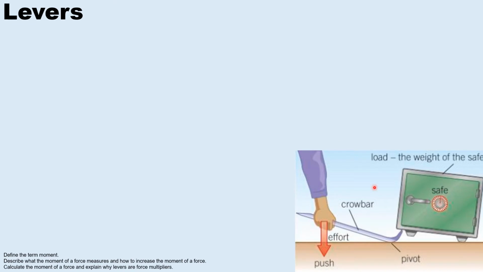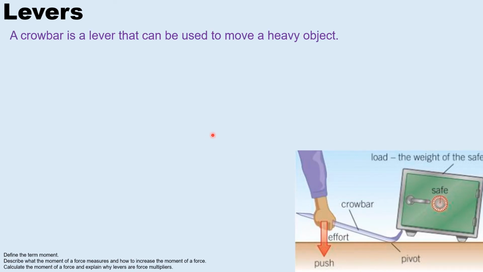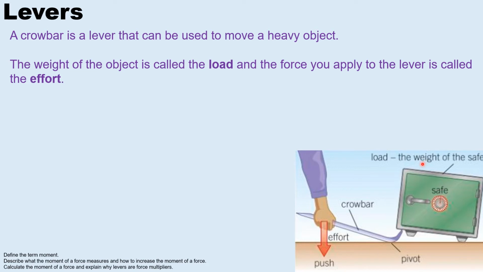Okay, so here we have a crowbar that is lifting up a safe. So a crowbar is a lever that can be used to move a heavy object such as this safe here. The weight of the object is called the load. That is one of your keywords from earlier. Remember that from the keyword list. And the force you apply to the lever is called the effort. So the load is the weight and the effort is the force you apply. So there is your effort. That is what you are applying. And the load is the weight.